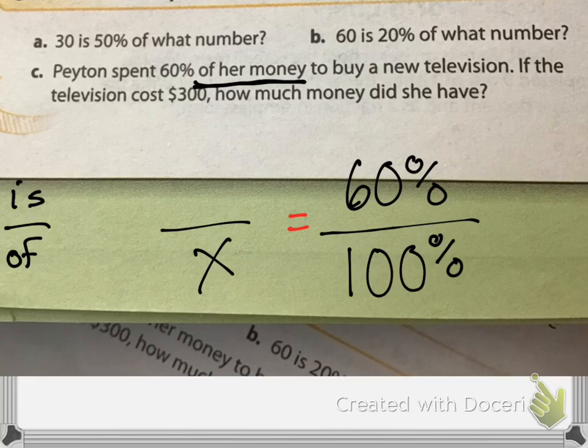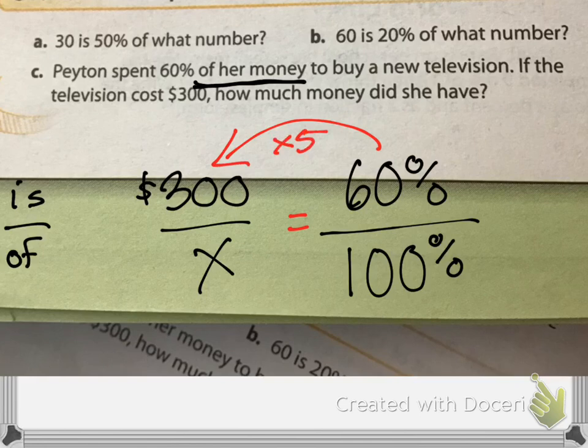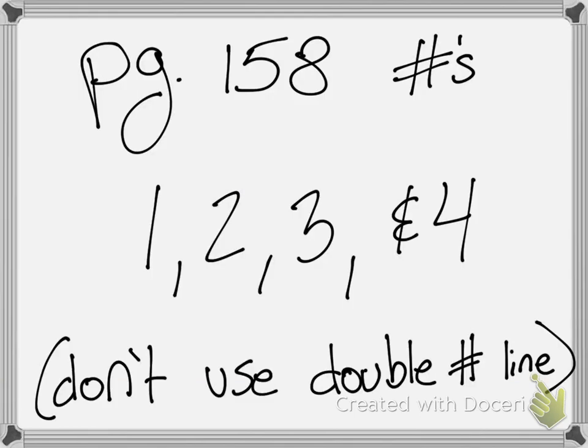The television cost $300. So she spent $300 of her amount of money. So then, how do we go from 60 to 300? Times 5. So what is x equal to? 500. Excellent.